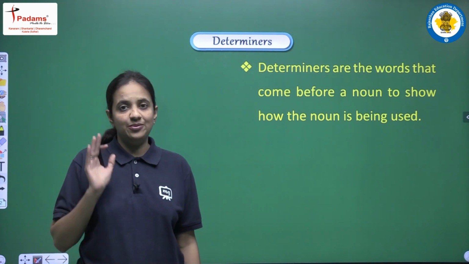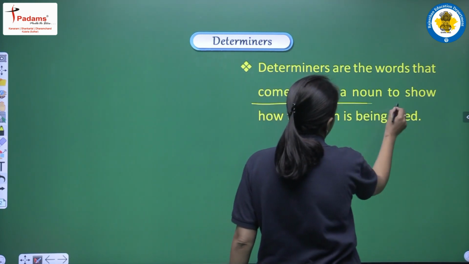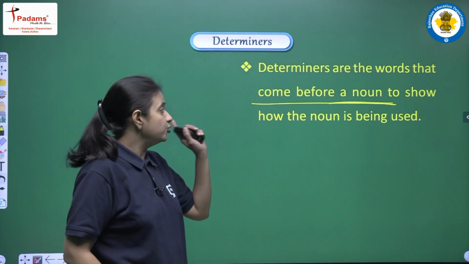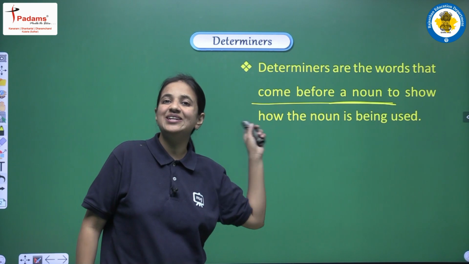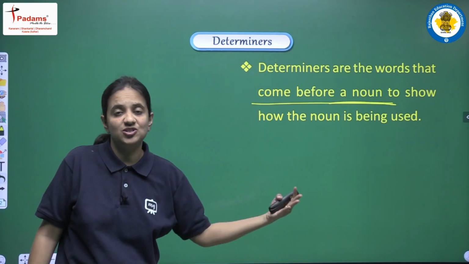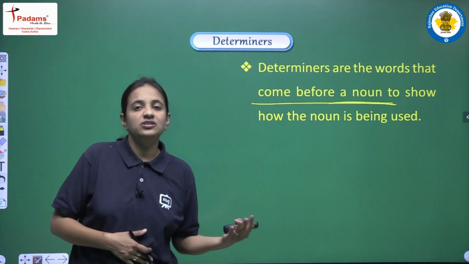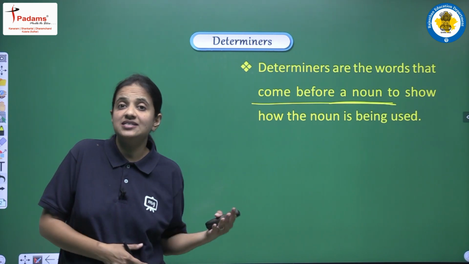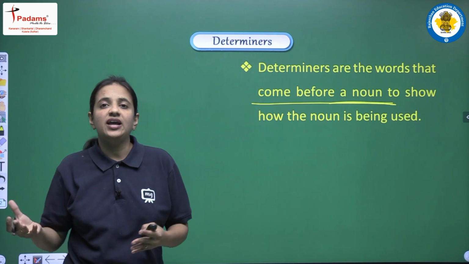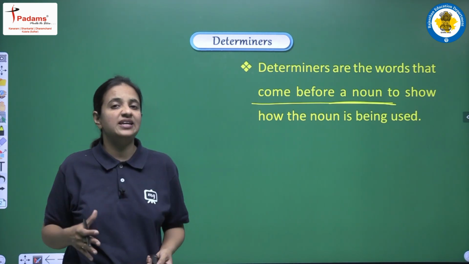This is something very important. Determiners are the words that always come before a noun. So determiners are always used for a noun, and why? To show how the noun is being used, and as the name already suggests, determiner. These are the words that tell something about the noun. They are the words that determine the noun. They come before a noun, and they tell us how that noun is being used.